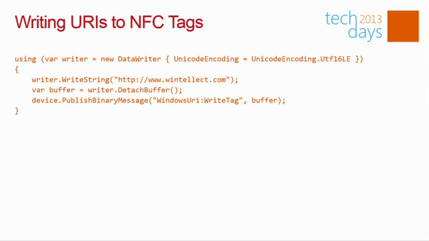You use publish binary message, and the key is that first parameter, Windows URI: write tag. What I'm doing here is writing a URI, a URL of a website, for example. And even though the syntax is Windows URI, this is generic. The URI that you write to this tag will launch that URI on any NFC-equipped device, be it an Android device, a BlackBerry device, a Windows device, or what have you.